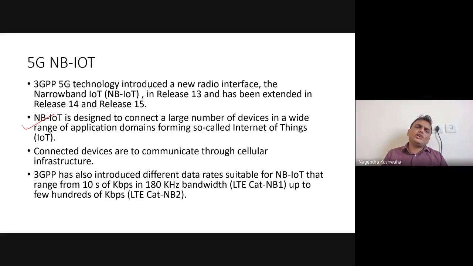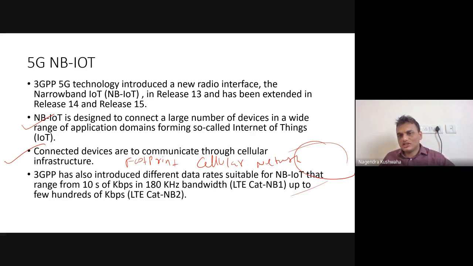The second point, if you see, is that NB-IoT is designed to connect a large number of devices, right? This is one thing, and this is the second thing. Connected devices communicate through cellular infrastructure, because in short range communication, they used to talk through a coordinator. Here they are going to talk through a cellular infrastructure, and the advantage of this cellular infrastructure is the footprint of the cellular network. I mean, all across the world, a cellular network is present. So if you design any of your IoT systems that work on a cellular network, you don't need to worry about whether the network is available or not, right?